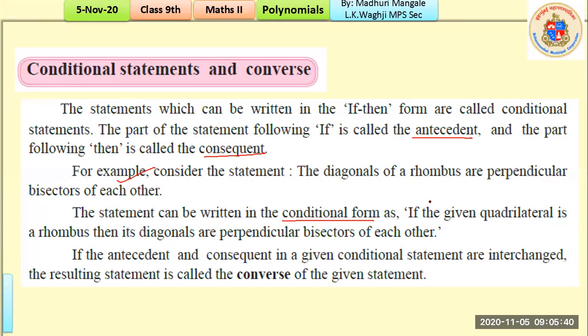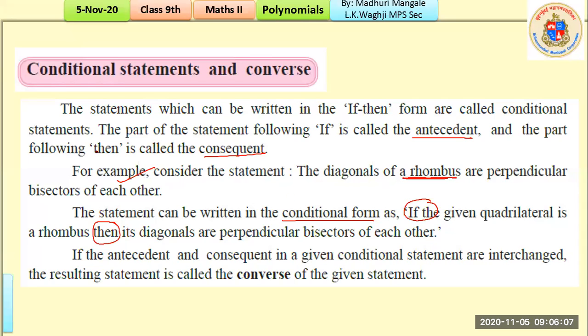The conditional form has the words: if this is happening, then something is happening. So if the given quadrilateral, here they have mentioned it as a rhombus, remember that a rhombus is a quadrilateral, right? It belongs to the quadrilateral family. So if the given quadrilateral is a rhombus, then what will happen? Its diagonals are perpendicular bisectors of each other.